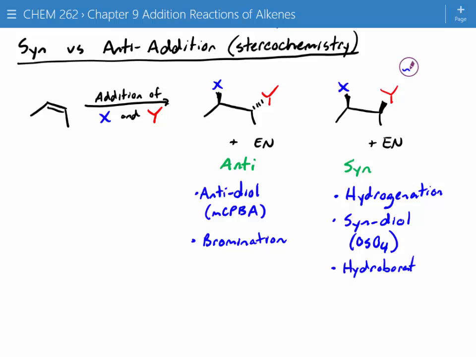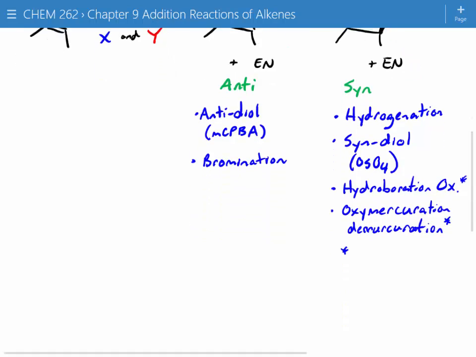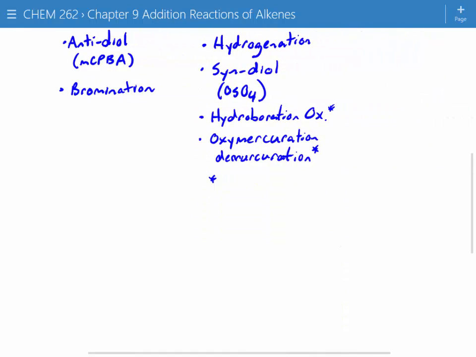Hydroboration, oxidation, and same with oxymercuration, demercuration. And I'm going to put a little asterisk here because I want to clarify what I mean by that. Let me move this up too so everyone can see.